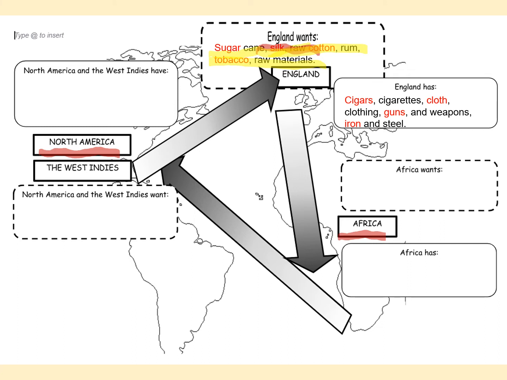Of course, Africa wants some things too. Africa wants those cigars. They want those cigarettes. They want that cloth. They definitely want the guns and the weapons that England can provide. And they want the iron and steel so that they can make the things that they need as well, because they don't have these things on their continent. And so this is a good partnership, okay?